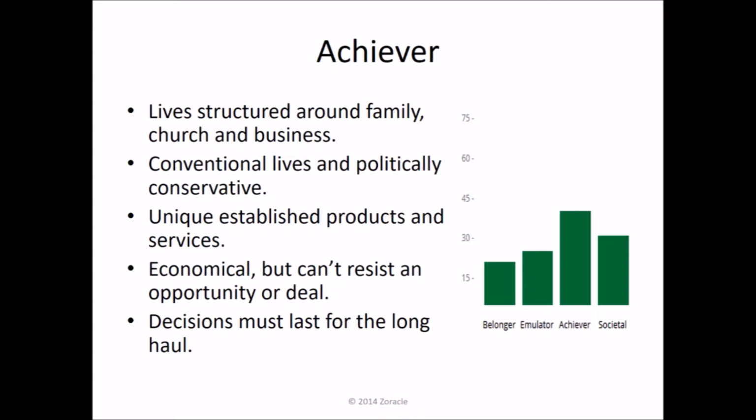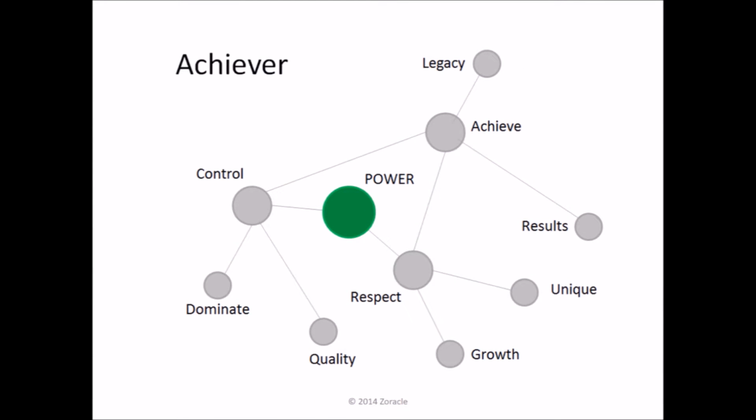So decisions for them, like the belonger, are for the long haul, unlike the emulator, right, which is solve my problem today, get me this thing today. The achiever is thinking always, always exit strategy. Where's my business plan? Which one of these businesses that this broker is showing me is going to provide me a good exit plan? So here's the achiever in the perfect world.